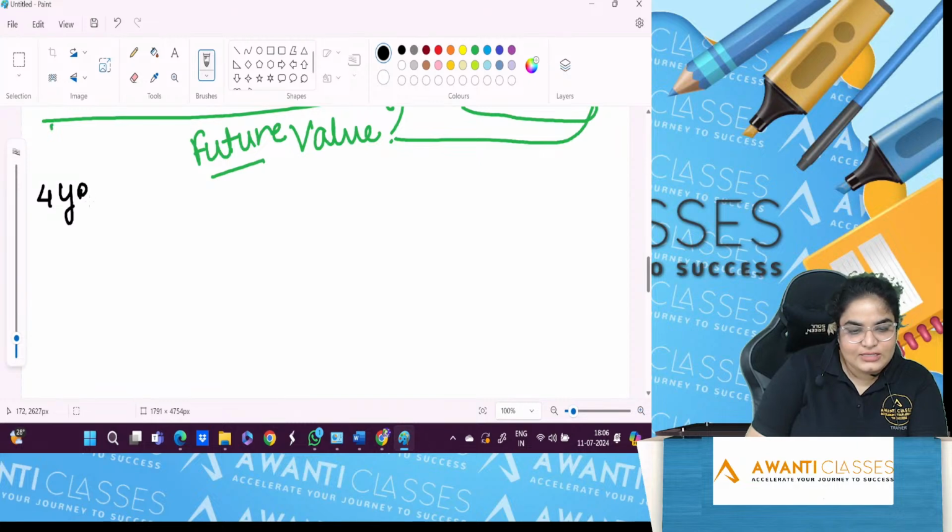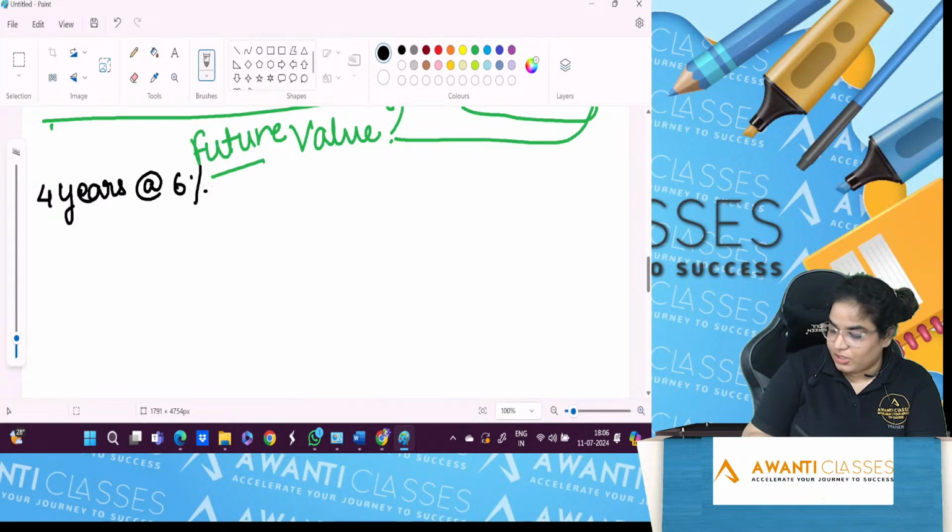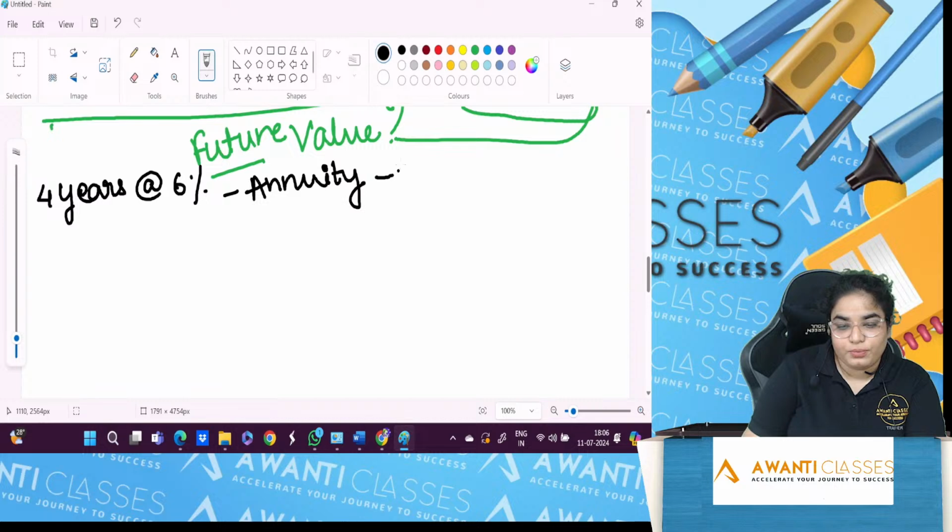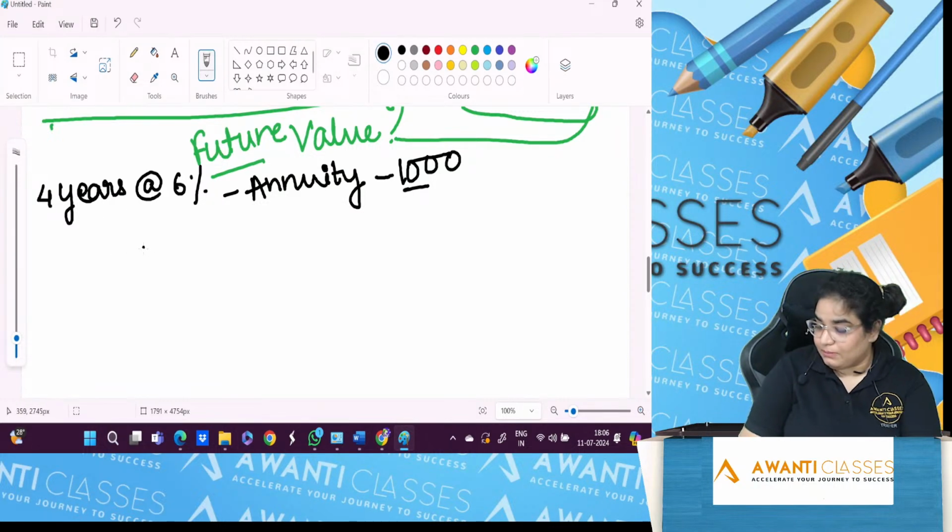4 years. Let's say 4 years somebody has done this at 6% compound interest, and this is an annuity regular, which means at the end of every year they have paid 1000 rupees. Okay, let's take this example.